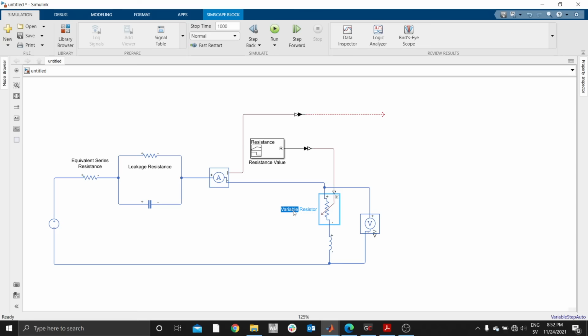Okay, varying like that, varying resistor. This V is also a physical signal you convert back. Okay, right now we are getting the value of current here and value of voltage, V and A.